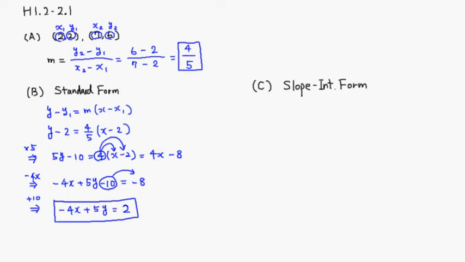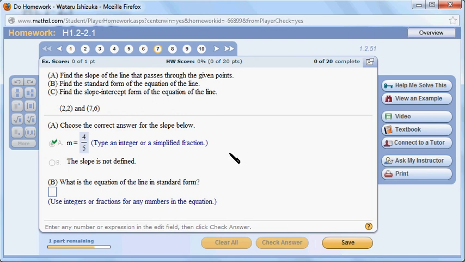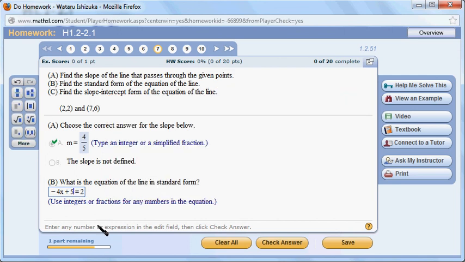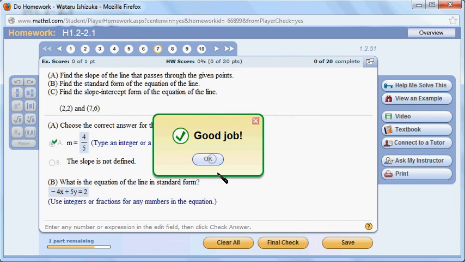Let's go back and see if we can type that in. So the equation is negative 4x plus 5y is equal to 2. Let's see if that works out and check the answer. I got it incorrect. Oh, actually, sorry, I forgot to put the y here. That's probably what's wrong. And hopefully, all right, we got that one correct.